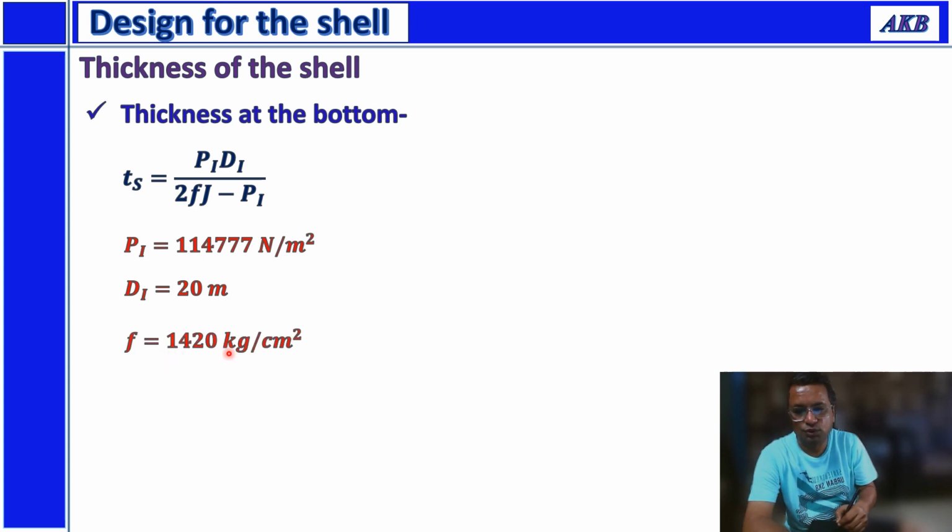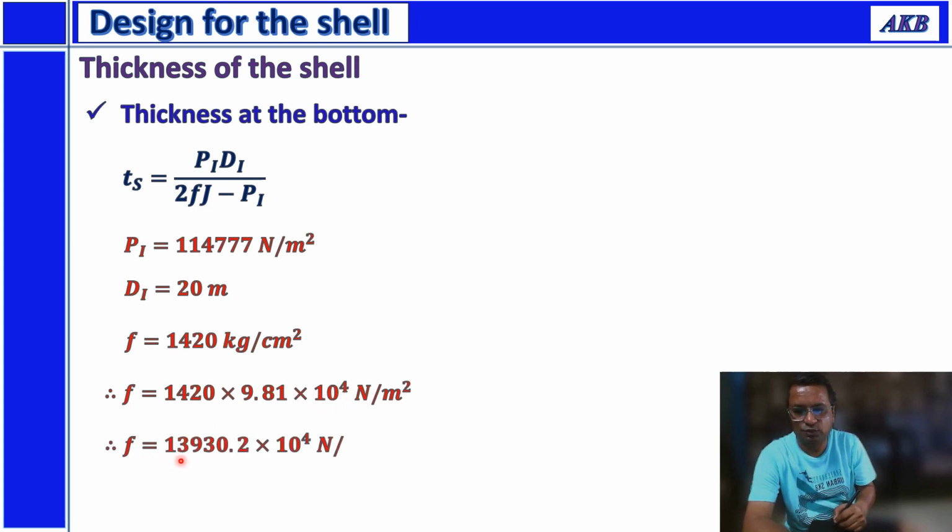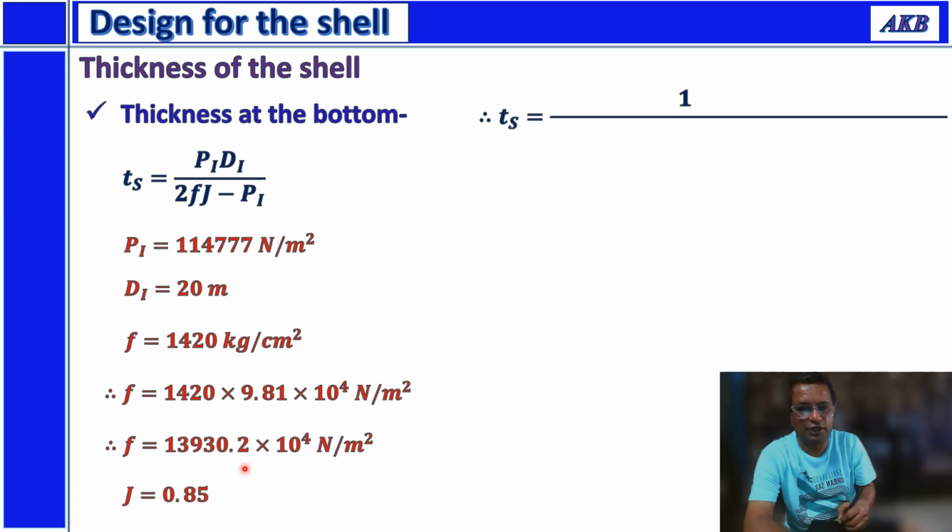F is 1420 kg per centimeter square. You need to convert it to Newton per meter square. So it will be 1420 into 9.81 Newton and into 10 to the power 4 per meter square. So that will give us F as 13930.2 into 10 to the power 4 Newton per meter square. J is given to us, it is 0.85.